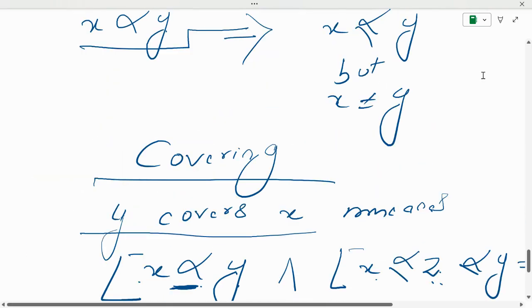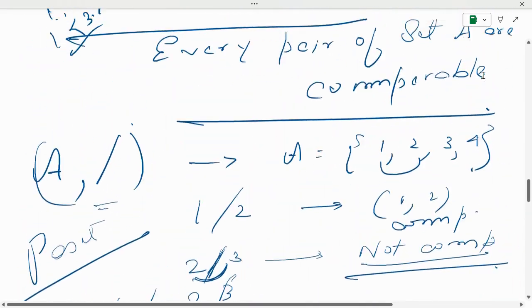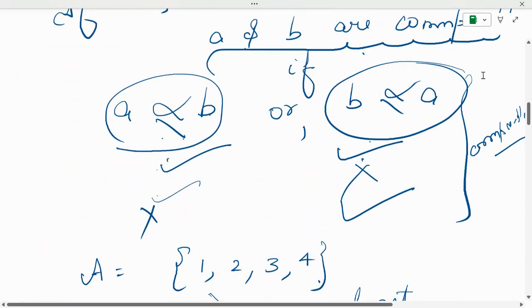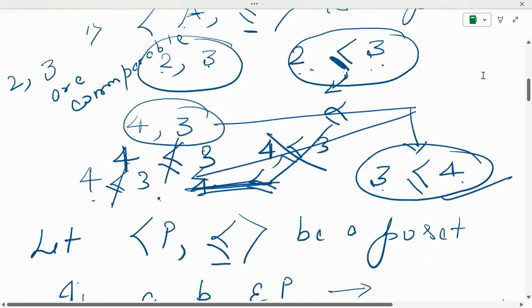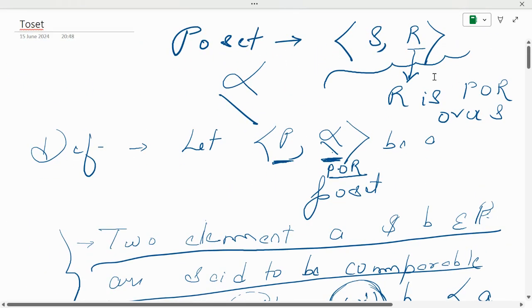I hope the concepts related to poset, Toset, POR, comparability, and of course associated relationship and covering were made clear in this video.